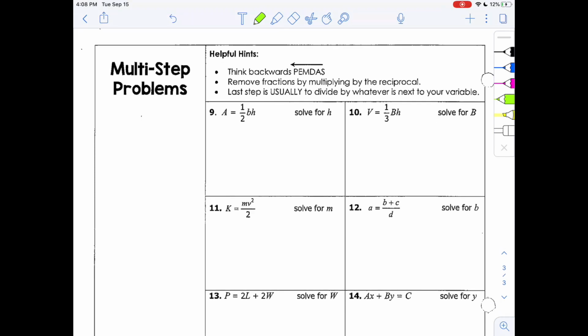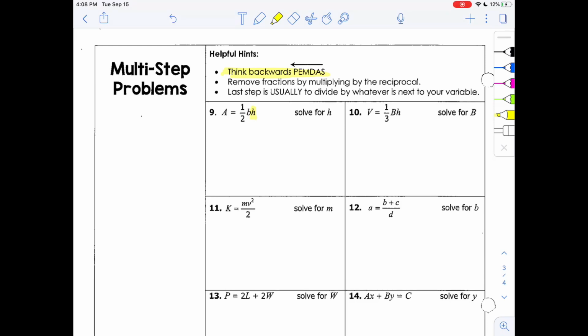So when you're doing these problems that require multiple steps, if you haven't noticed, when solving equations, we're basically doing PEMDAS backwards. So it might be helpful to write your PEMDAS acronym and work backwards as you're doing these multi-step ones. So let's look at number 9. Number 9 wants us to solve for H. Well, in order to solve for H, we're going to start by getting rid of the B.